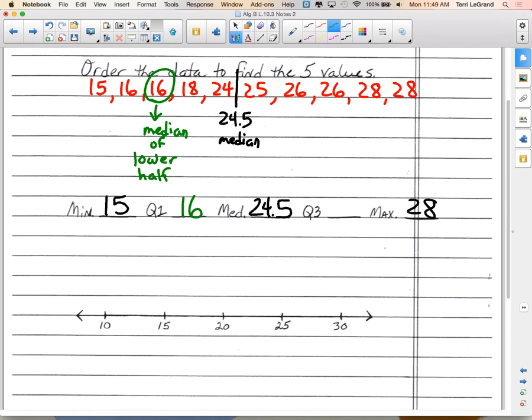What's the median of the upper half, the second half? The second 26. So here's our median of the upper half, which becomes our quartile 3 value, they call it.